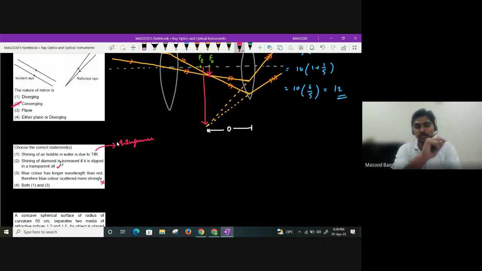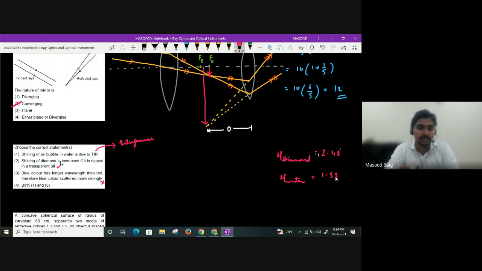Why? Because oil floats on water. Yes or no? Diamond will have a refractive index somewhere around 2.4 or something like that, guys. Again, it is also directly given in NCERT. 2.42 or 2.4 you will have. Water, we know refractive index of water will be 4/3, 1.33 we can say. Oil floats on water. Basically, it is less dense.